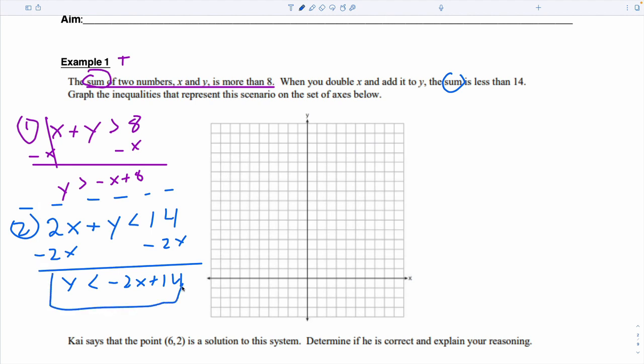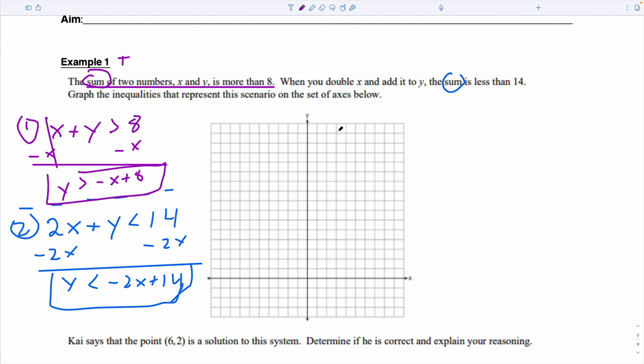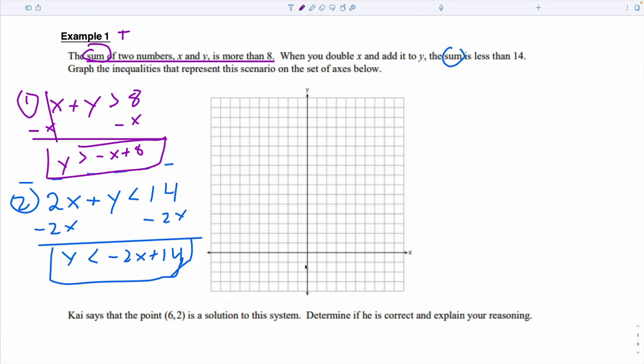Okay, so you have two inequalities from there. Let's graph it and solve. Go with the first one, Vienna. Where would you start? Go up to 8. 1, 2, 3, 4, 5, 6, 7, 8.